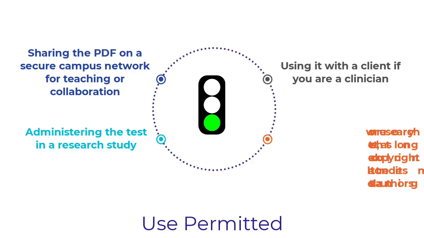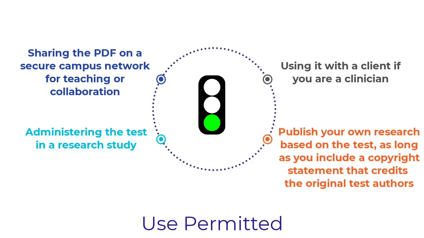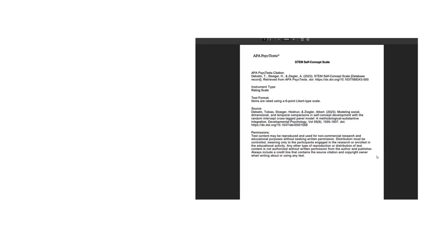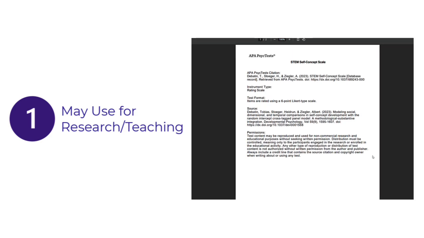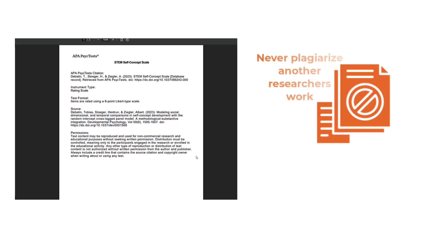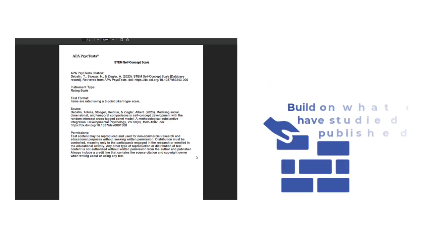You can also publish your own research based on the test, as long as you include a copyright statement that credits the original test authors. Think of your "may use for research or teaching" test PDF as similar to a journal article PDF. Never plagiarize another researcher's work, but it's okay to build on what others have studied and published.